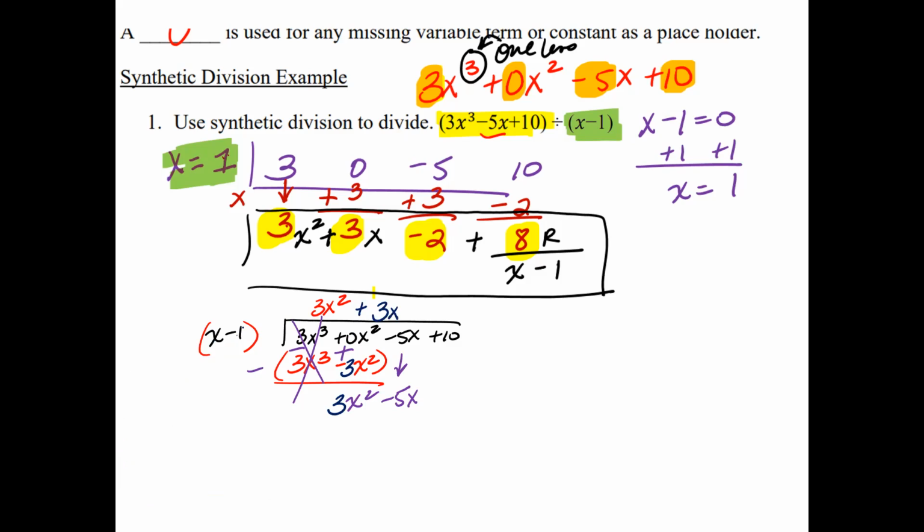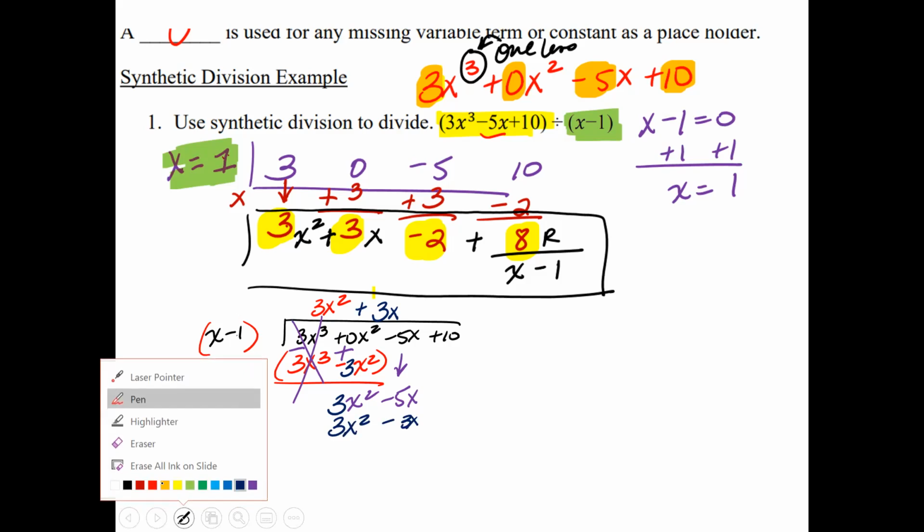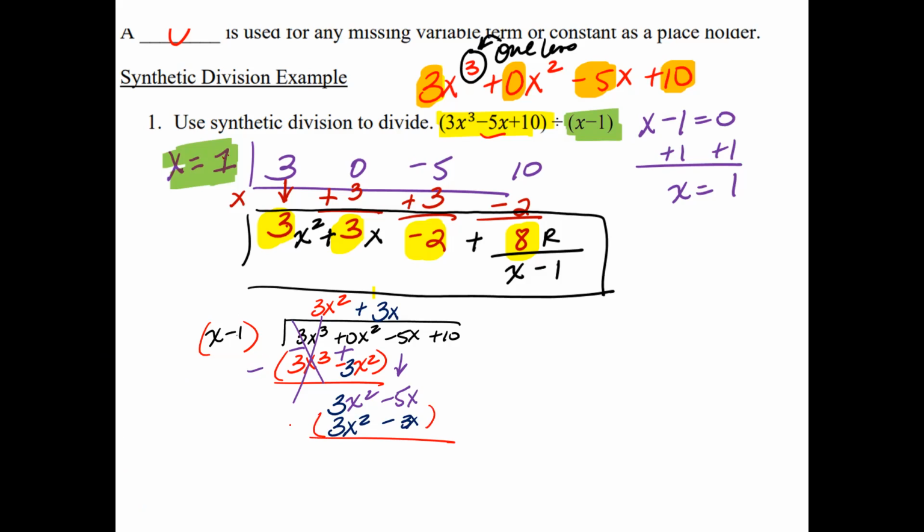So 3x, then distribute it. You get 3x squared minus 3x. And then remember, we're going to subtract it. So when you subtract it, the negative becomes a positive. And then -5 plus 3 is a -2x. Bring down that 10.